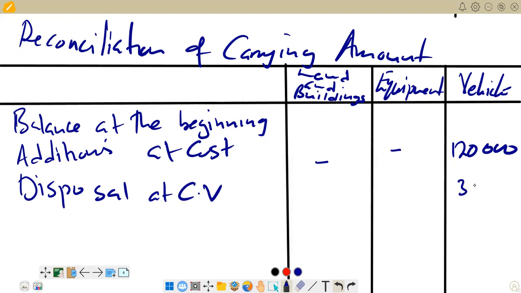So whenever it's disposed, it's going out, so we are subtracting it. Remember, we are saying balance at the beginning, we add costs, we less the disposal at carrying value. And also we are supposed to less depreciation so that we arrive at carrying value at the end. So beneath that again, we are going to have depreciation.